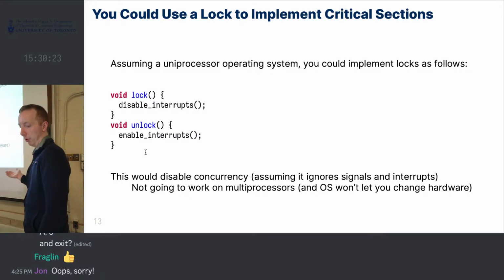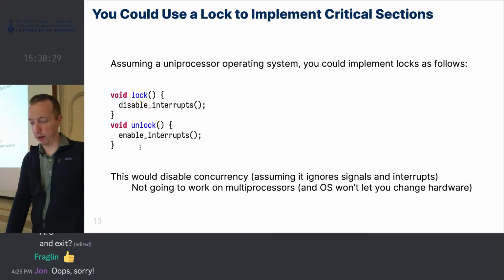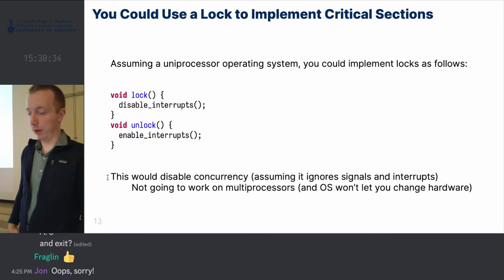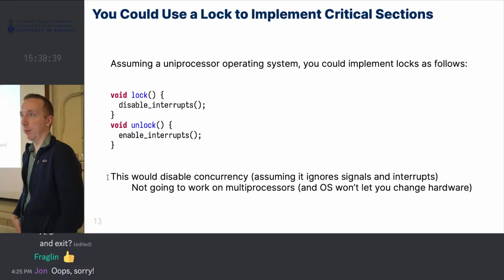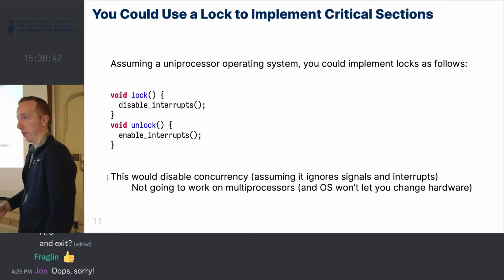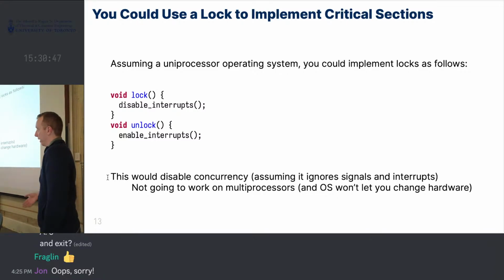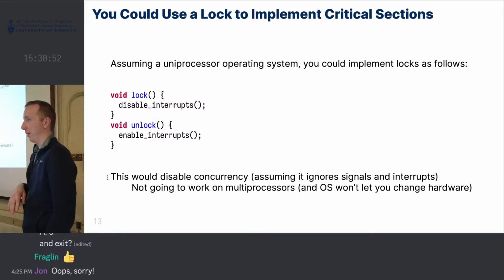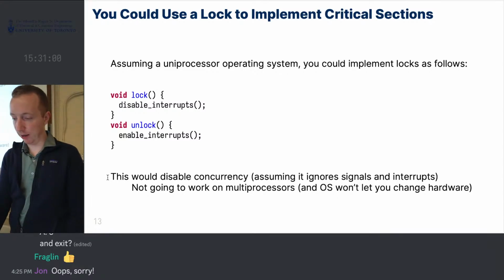So you just re-enable concurrency, let things change, switch between threads as much as it wants. But this, again, would disable concurrency completely, and it's not going to work if you have multiple cores on your machine, because you're not preventing interrupts on any other core from just executing at the same time. And also, that's like disabling hardware interrupts on your machine, and no operating system is going to put a system call in where you can change the hardware like that. So this is a good idea, but it is clearly not going to work.